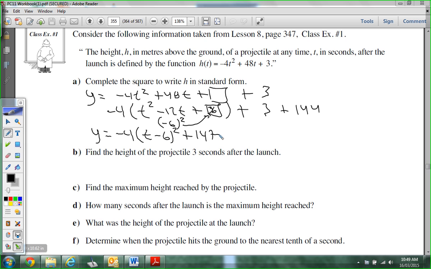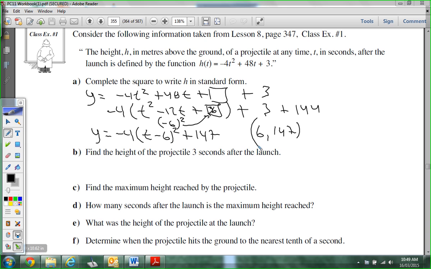So Beth, then what's my vertex? 6 and 147. So is this a min or a max? It's a negative, right? So it's a max at 147. If you flip back to lesson 8, we got that. We got 147. So honestly, this one is actually a little bit quicker using the calculator. Okay, that didn't take too long.